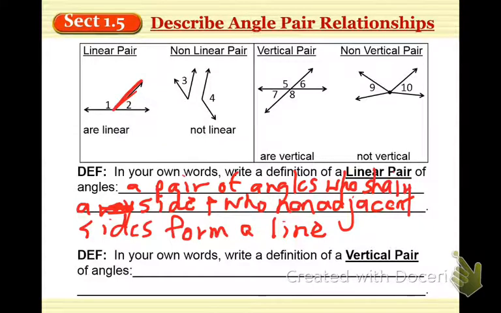Okay. Vertical pair. Vertical angles. They call it a vertical pair here, but typically we'll just call them vertical angles. You have to be careful with vertical angles. You can see in this picture, 5 and 8 are vertical angles, 7 and 6 are a pair of vertical angles. 9 and 10 are not. What makes the difference? What would we have to say?